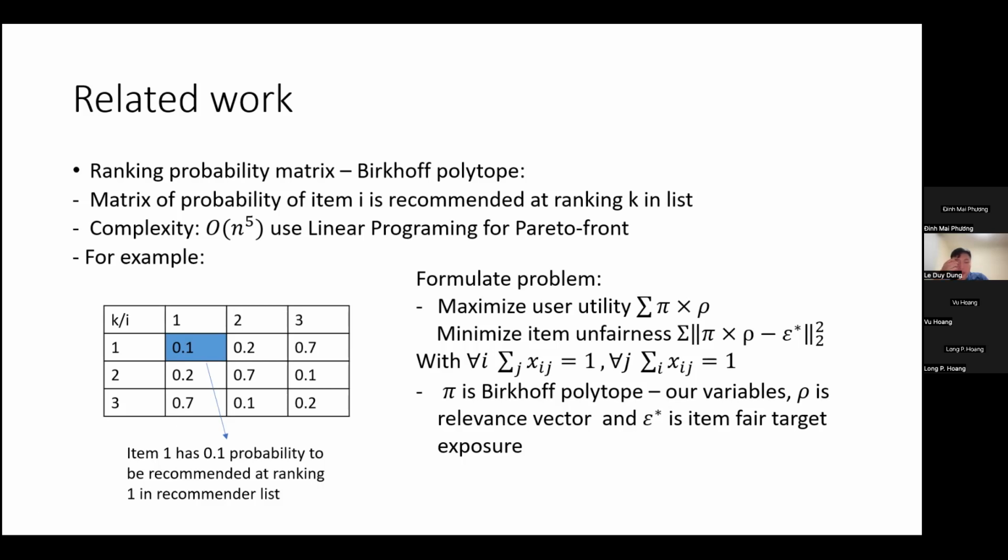So it is a bistochastic matrix, where each row sums to 1 and each column sums up to 1. Basically, each entry shows the probability that the item will be in that position, right? Yes.